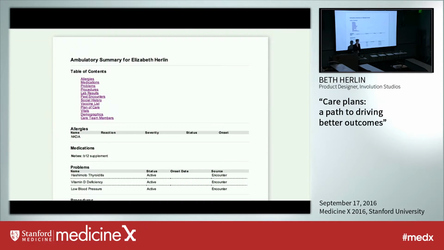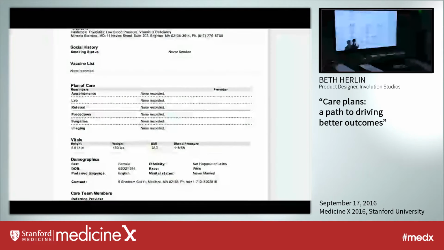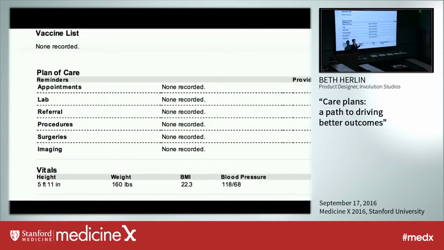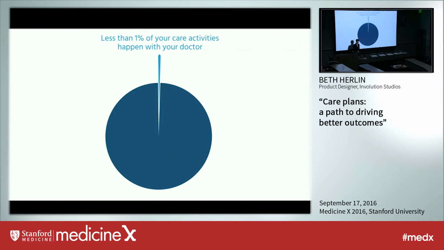The current clinical standard for providing a visit summary for addressing this problem is really not too effective, and I can attest to this personally. This is a real-life visit summary from my real-life doctor's appointment with a real-life plan of care. As you can see, there's not too much there that's telling me how to behave in a healthier way. And since less than 1% of care happens in the doctor's office, the other 99% is up to you. So how do we get health interventions to stick and promote self-care?